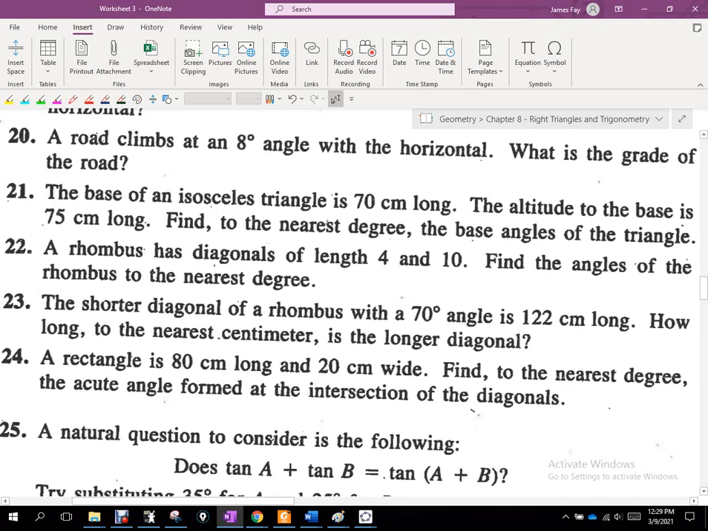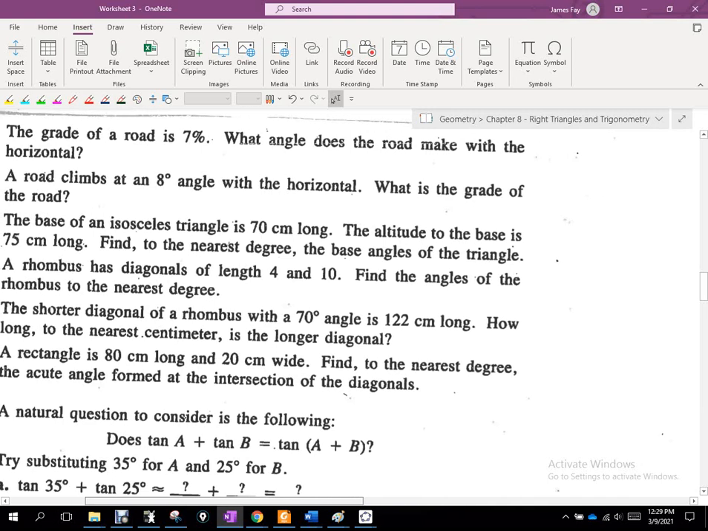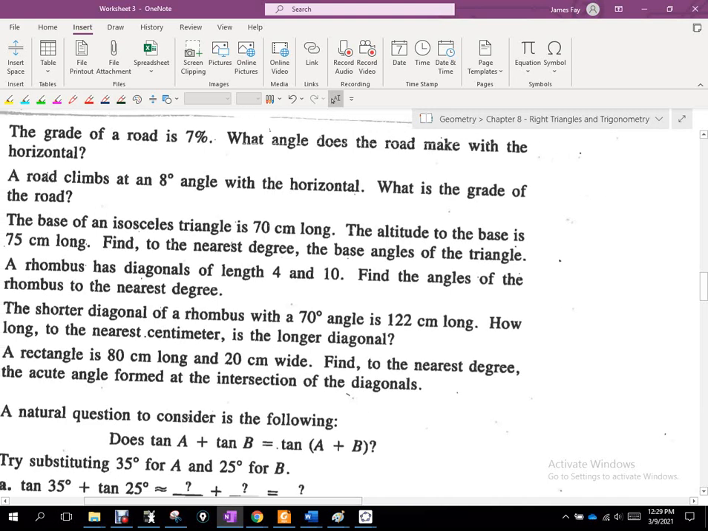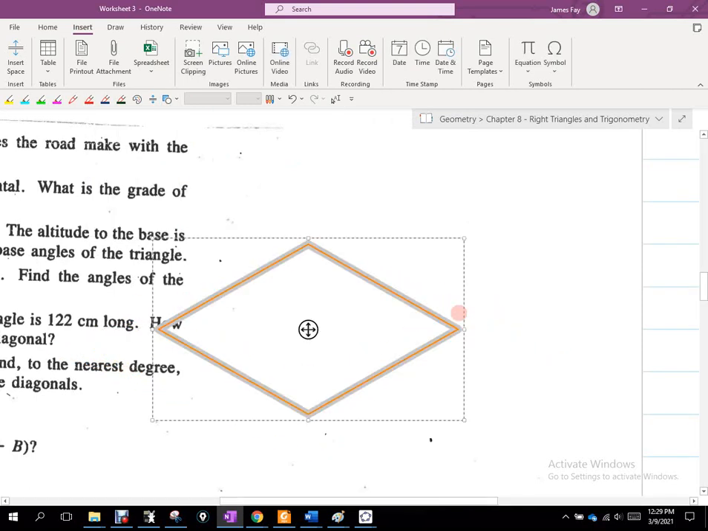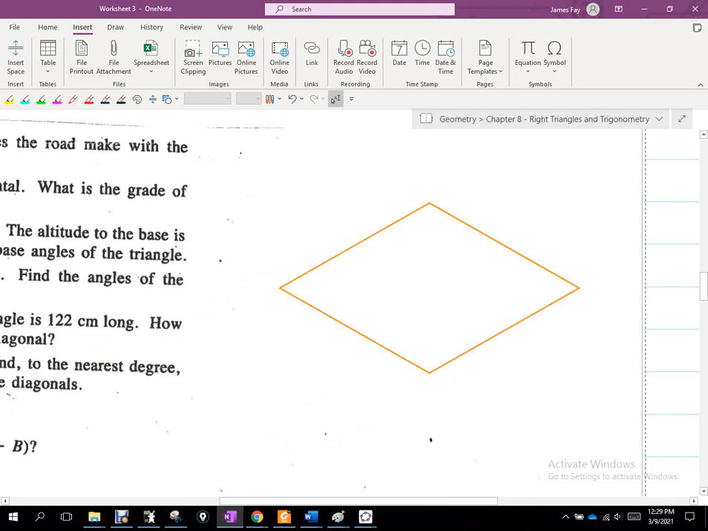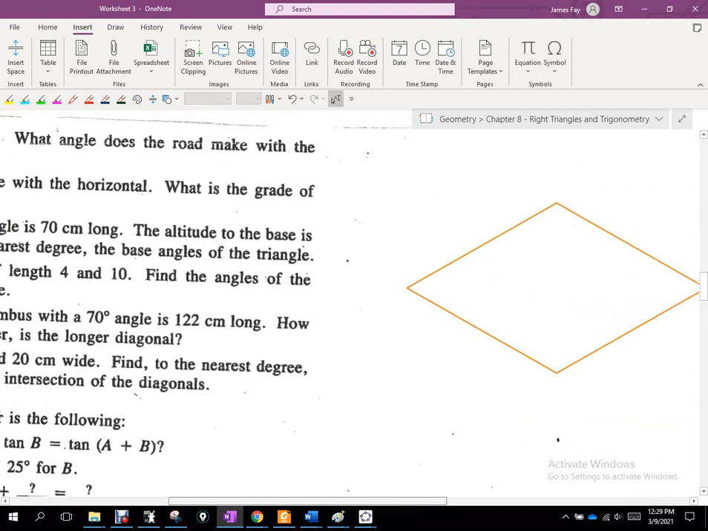So 22 talks about a rhombus. Okay, what's a rhombus by definition? That's a parallelogram. So a rhombus is a parallelogram. What'd you say, Manny? All sides are equal. Okay? So when we draw a rhombus, it should look something like that thing. Okay? All the sides are equal. Now, it doesn't tell me what my sides are, but it tells me my diagonals have a length of 4 and a length of 10.